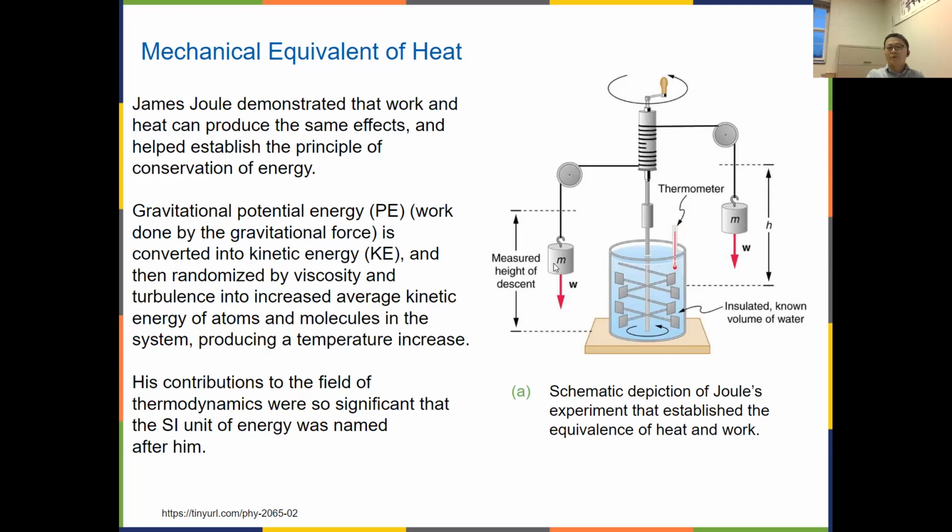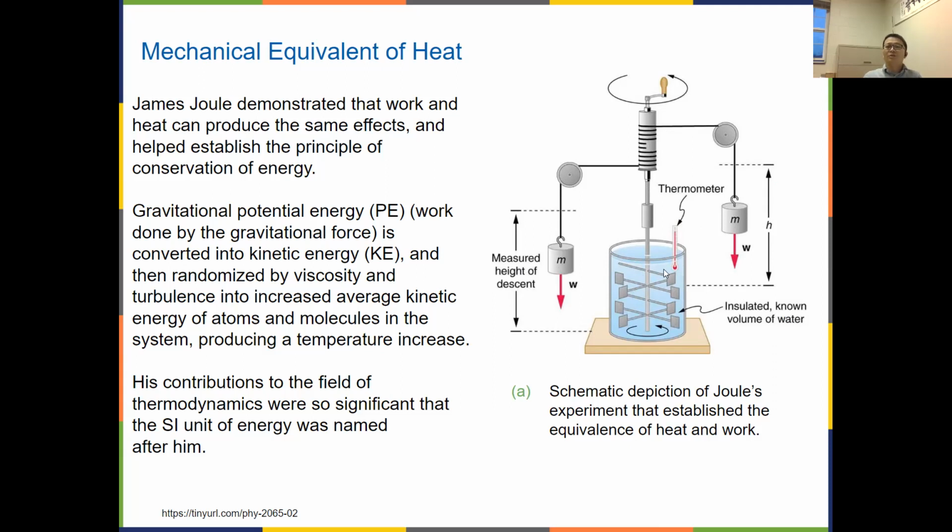So their gravitational potential energy is going to decrease, right? The amount of decrease you can calculate depending on how much height descent happens for the weights, h. So you can calculate mgh. In this case, you have two weights, so 2 times mgh, okay? And the descent of the weights will drive this spinner, so you stir the water here. Then you can measure the temperature of the water.